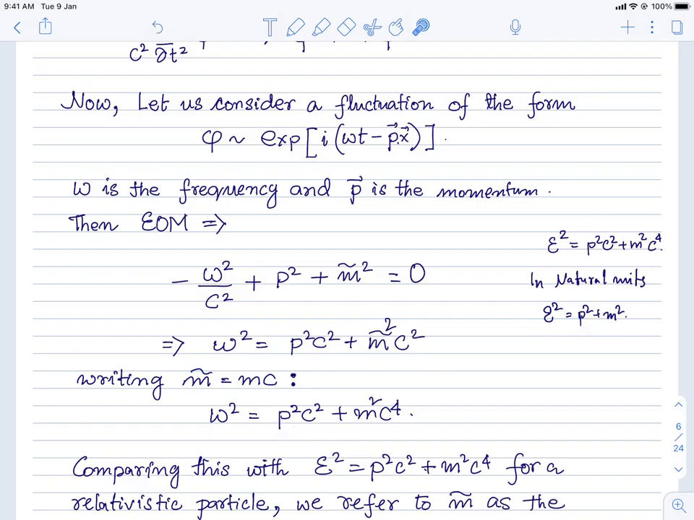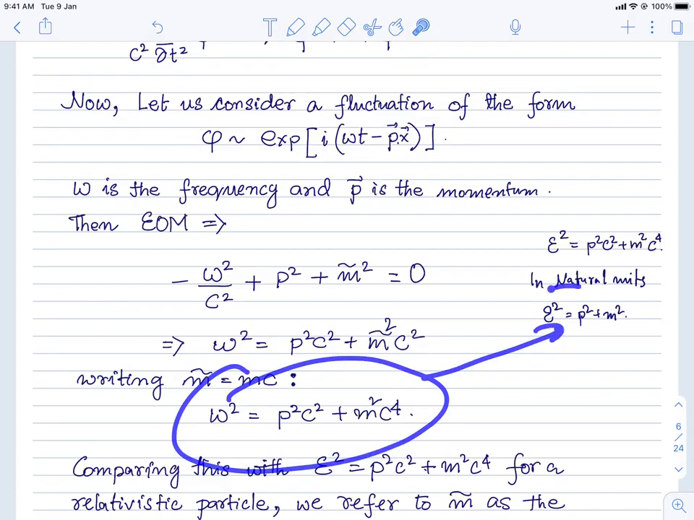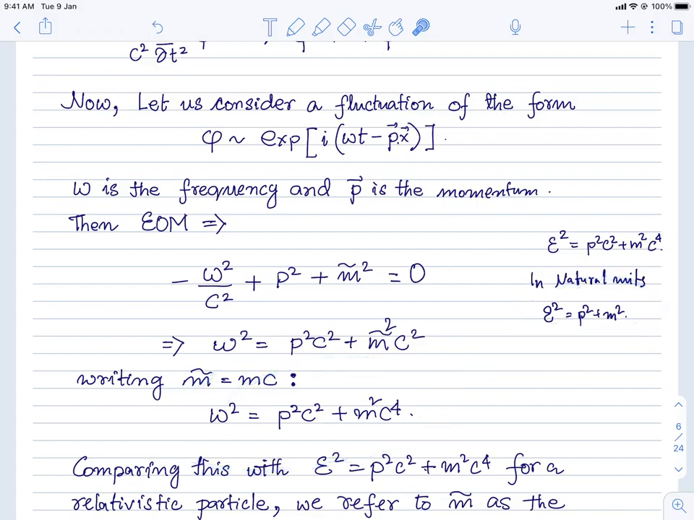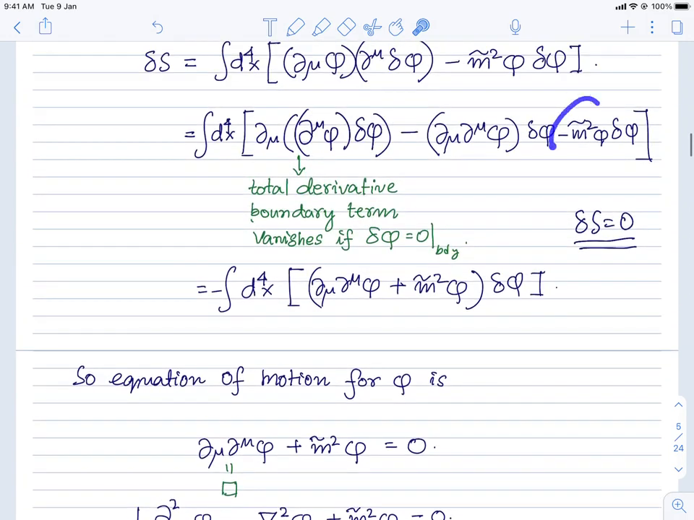I should emphasize that we are doing field theory. There is no particle here. We are doing classical field theory. There is no particle here. But drawing an analogy of this equation with this particle energy-momentum relation, this parameter m here is often referred to as the mass of the scalar field.